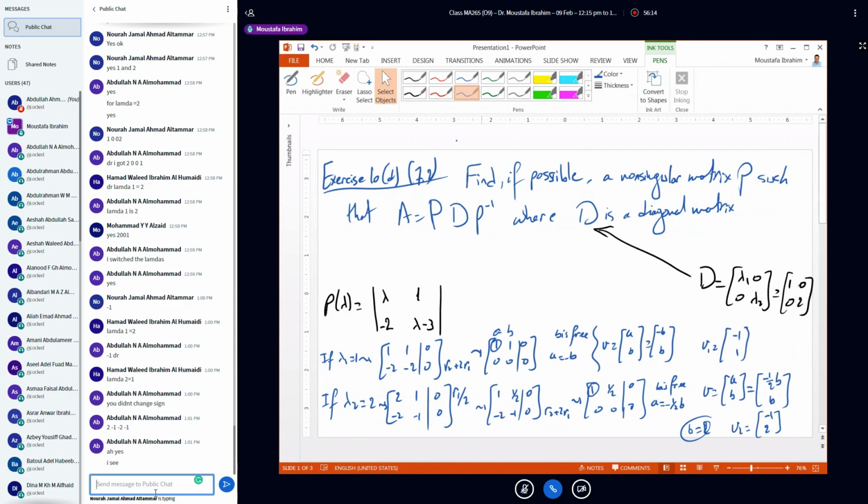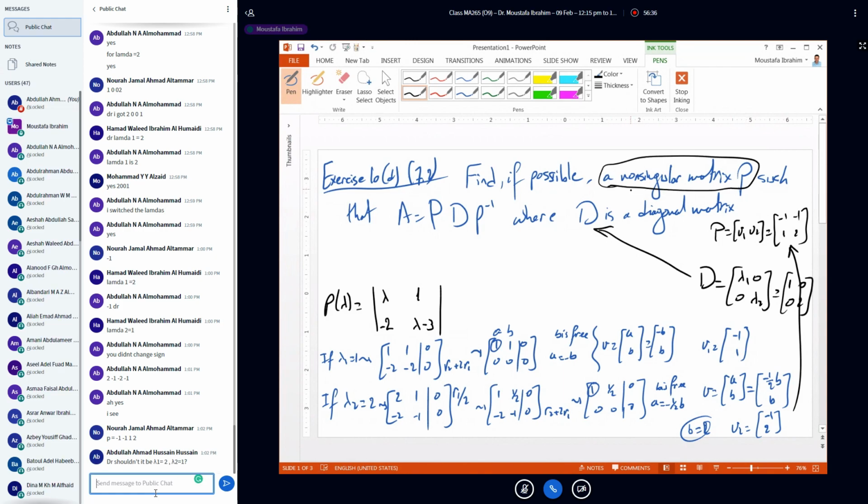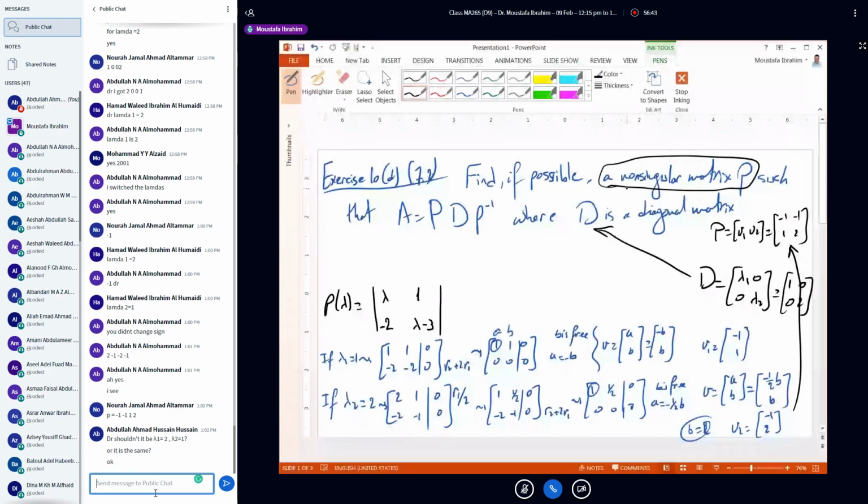So let's write here P, which is [V1, V2], where V1 is (-1, 1) and V2 is (-1, 2). And guys, what's the determinant of this matrix? Let's check if it's not singular. For sure non-singular. No problem. If you put lambda 1 equal to 2 or lambda 1 equal to 1, no problem. It is the same, but in this case, you have to keep the order. I will show you.